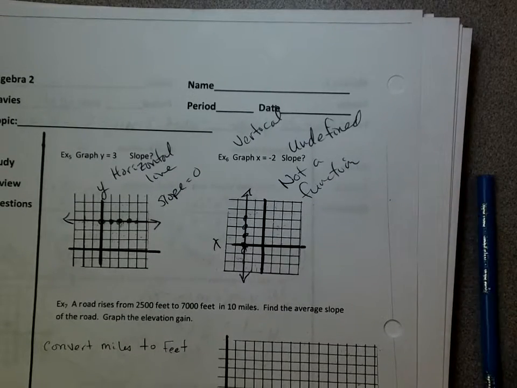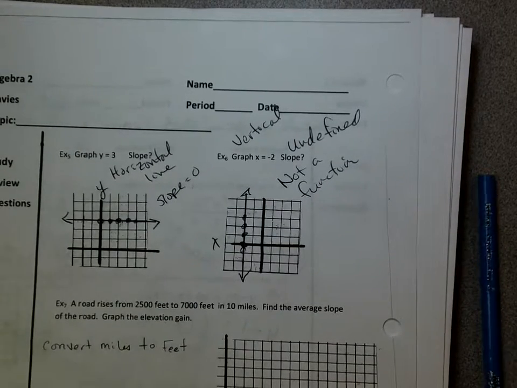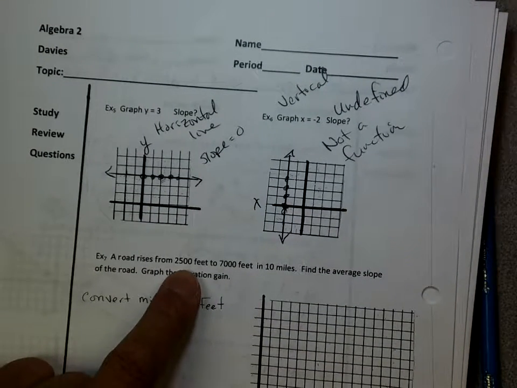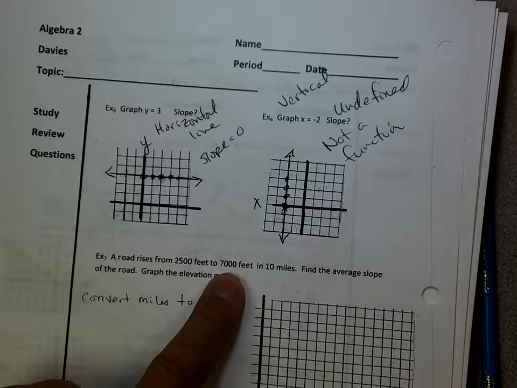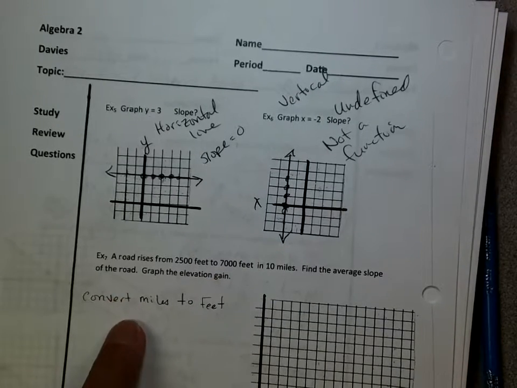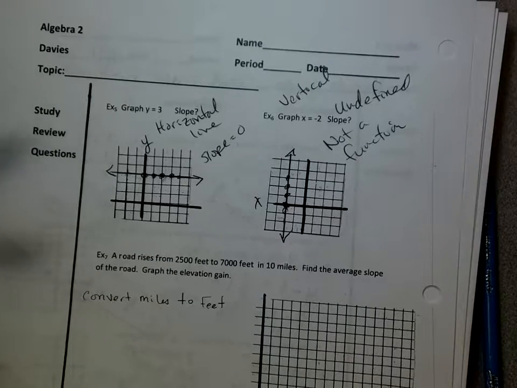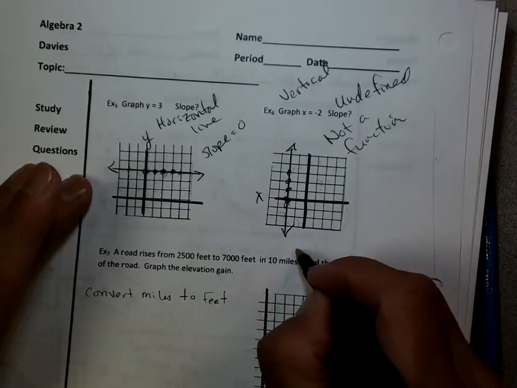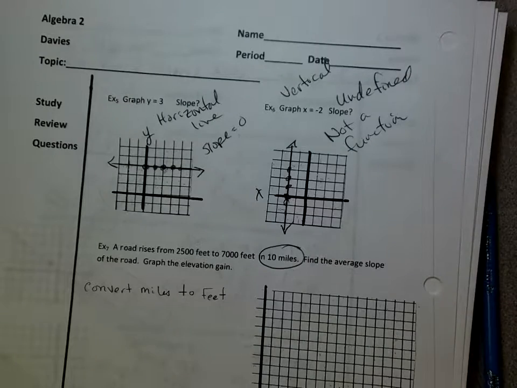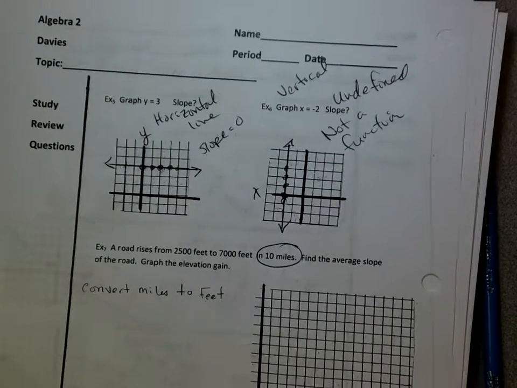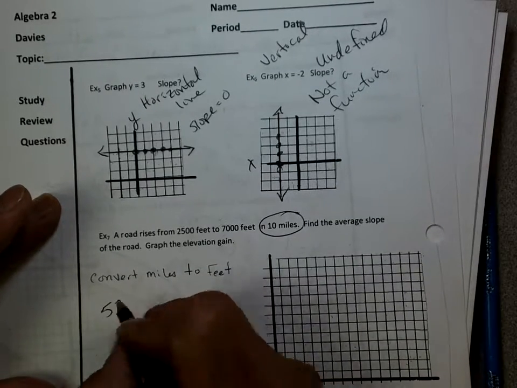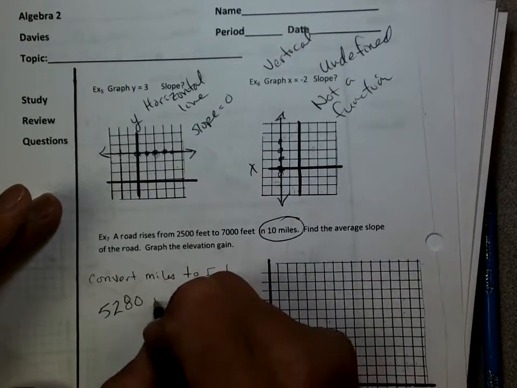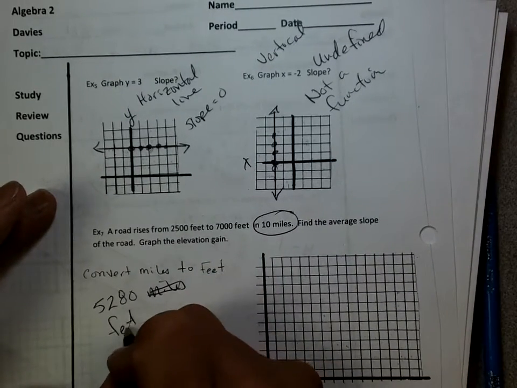Okay, last one, example 7. A road rises from 2,500 feet to 7,000 feet in 10 miles. Find the average slope of the road. So the problem I've got is that this is in terms of miles. If we can get the same units, that would help a whole lot. So what I want to do is this. I know there's 5,280 feet in a mile.